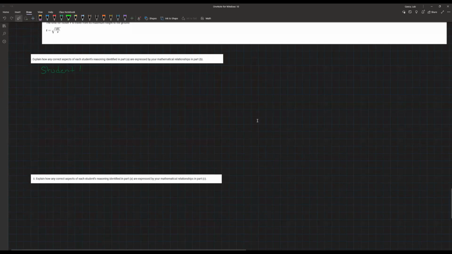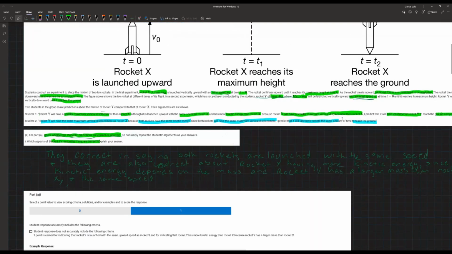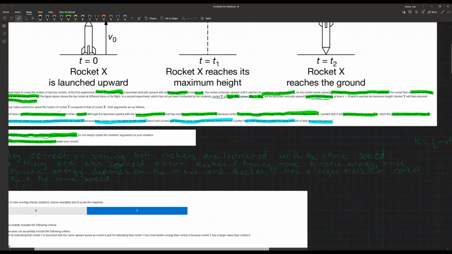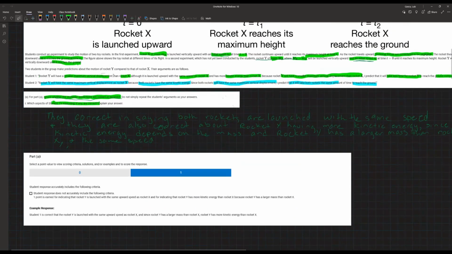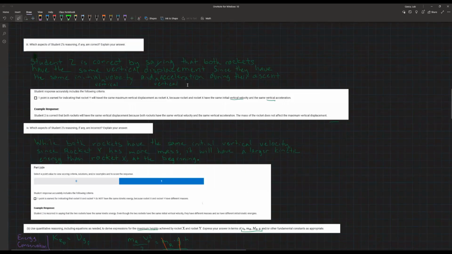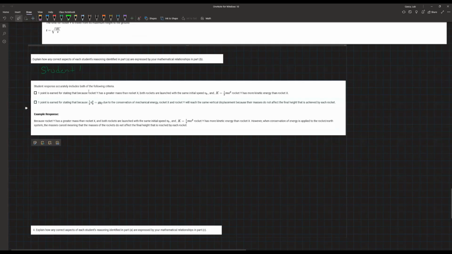So of each student's reasoning identified in part A, I don't think they really said anything correct that matches our mathematics. We could just say that they were incorrect about the vertical displacement. They had the same speed. So let's see how the College Board actually wanted you to answer this, because it's really just rocket Y that is correct, or the student talking about rocket Y.